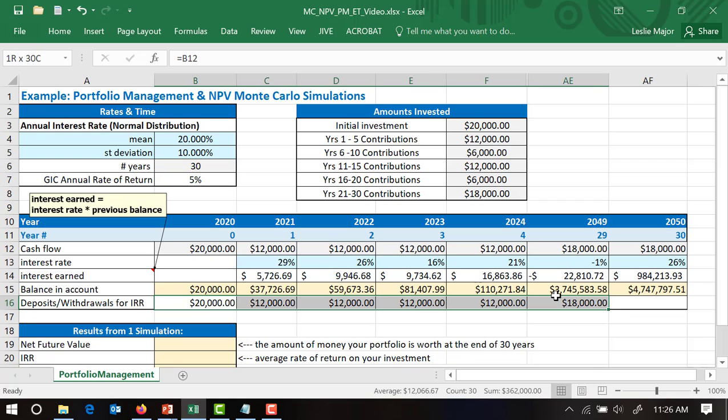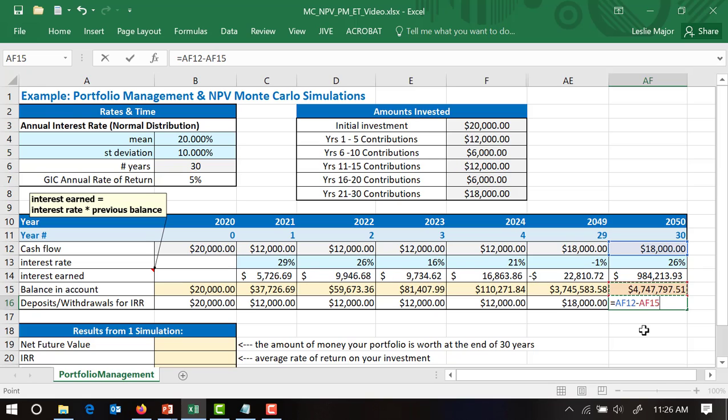So again, the actual amounts we put in the account will be those cash flows for our IRR, and the very final one will be that 18,000 minus the balance in the account, because again, once you close the account, you need to withdraw that money.